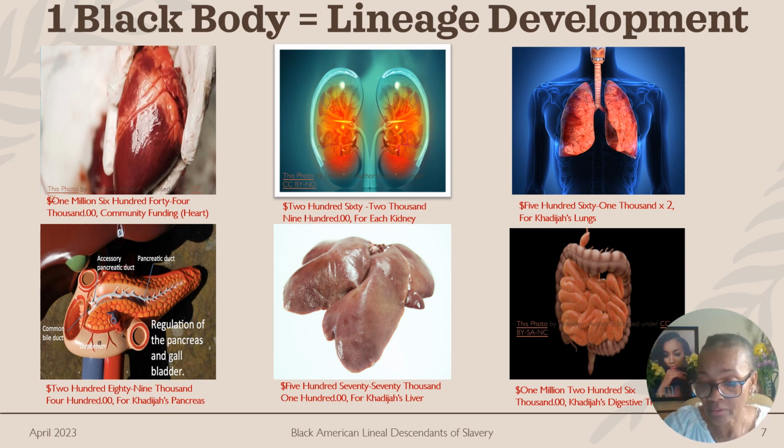And her digestive tract, $1,206,000. And that's for one black body. I'm sorry to call my daughter a black body, but that's for one black body, close to $5 million. We're going to have a moment of silence on that.